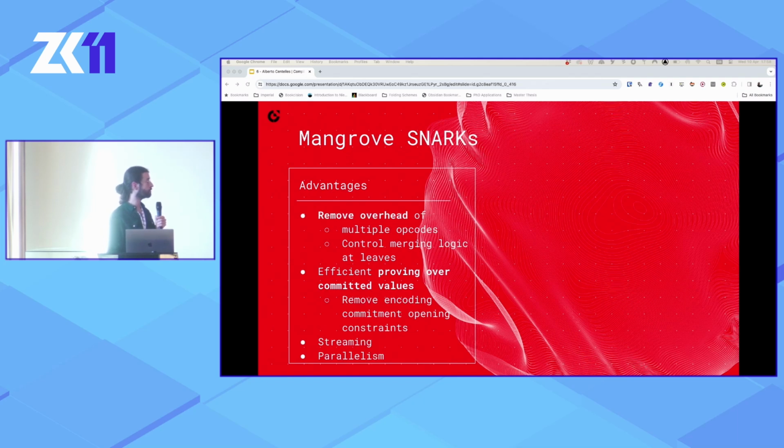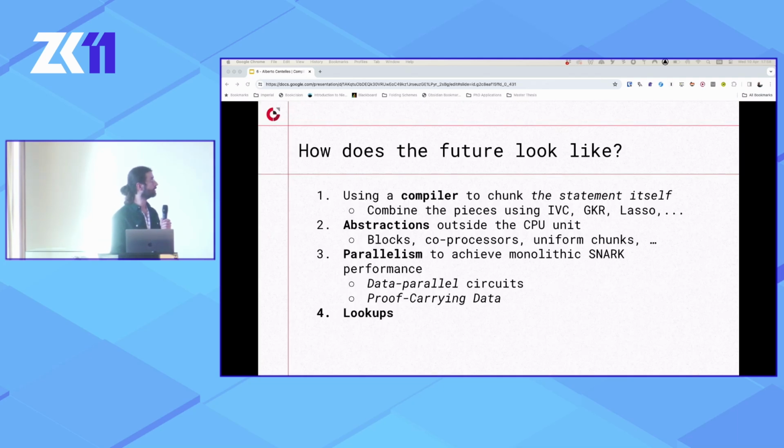They have a way of removing the merging logic at the leaves. So in this PCD, they can also tweak the arity of the tree. So if they have a huge, big number of leaves, then most of the computation comes at the leaves. And again, they remove the encoding of the commitment opening constraints. So that allows them to have an efficient prover over committed values. And yeah, they also address the problem of memory, and they can be run in parallel.